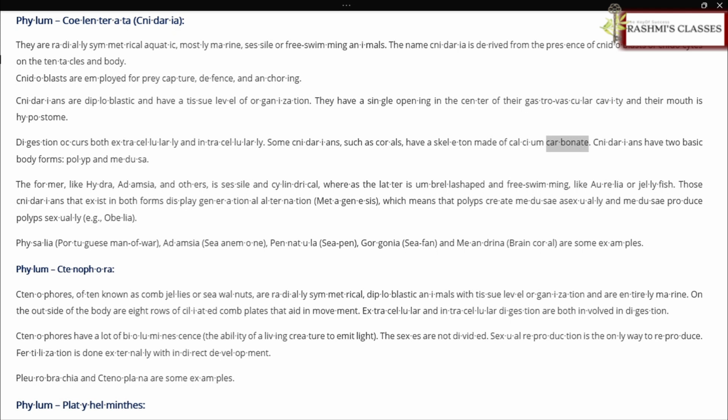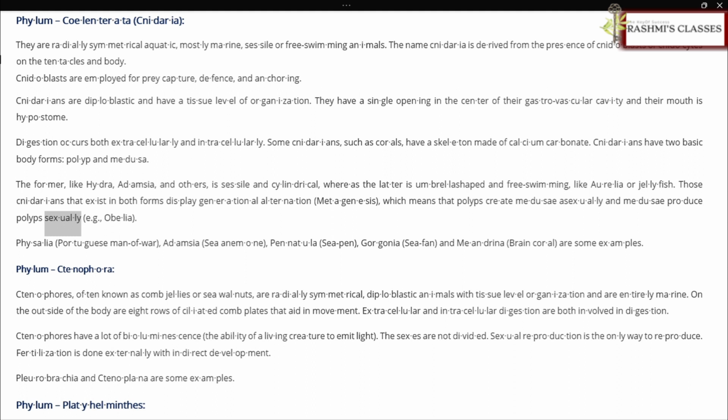Cnidarians have two basic body forms, polyp and medusa. The former, like Hydra, Adamsia, and others, is sessile and cylindrical, whereas the latter is umbrella-shaped and free-swimming, like Aurelia or jellyfish. Those cnidarians that exist in both forms display alternation of generations, metagenesis, which means that polyps create medusae asexually and medusae produce polyps sexually, for example Obelia.